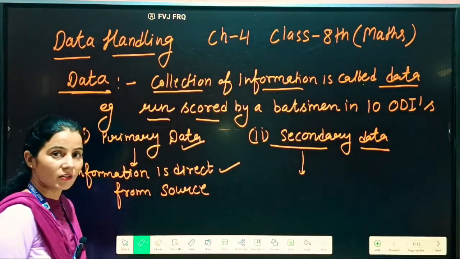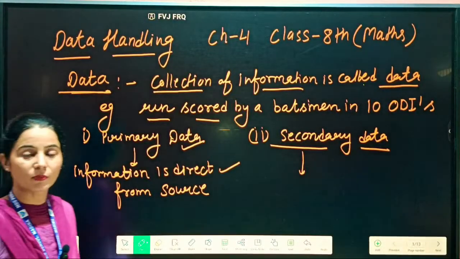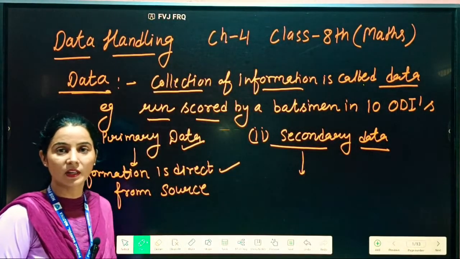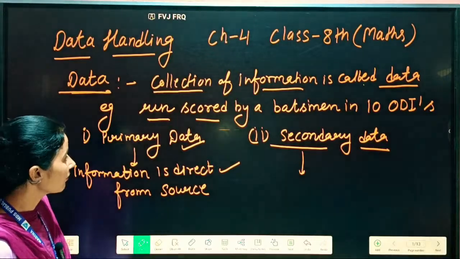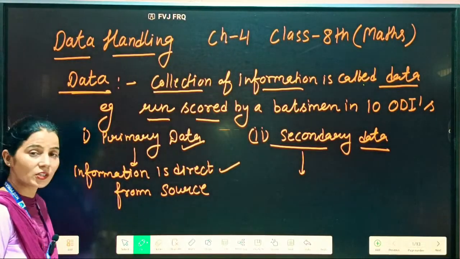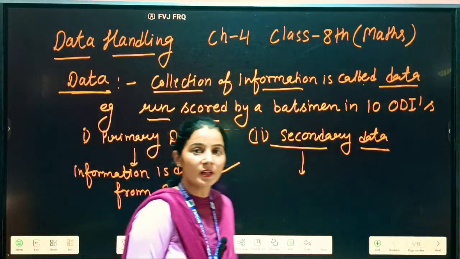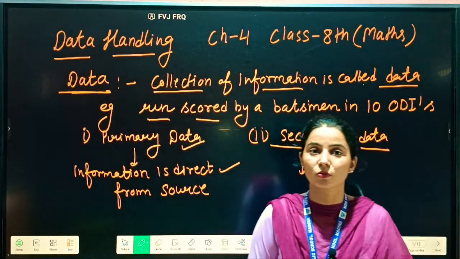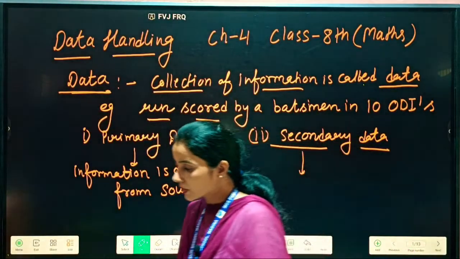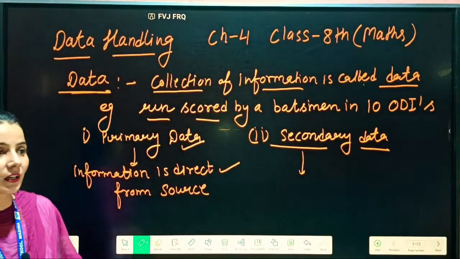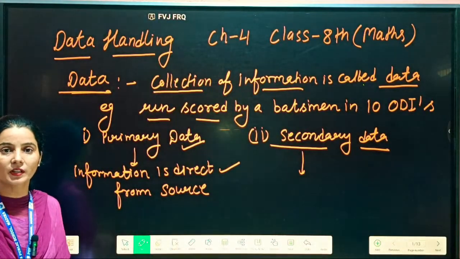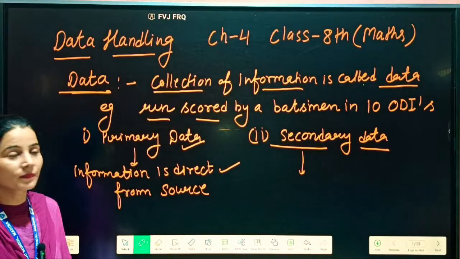Data is collection of information, and this data is of two types, primary data and secondary data. After that, there are various ways to represent this data, like we use graphs to represent data. Graphs are more informative. They give clear observation and clear analysis of anything.